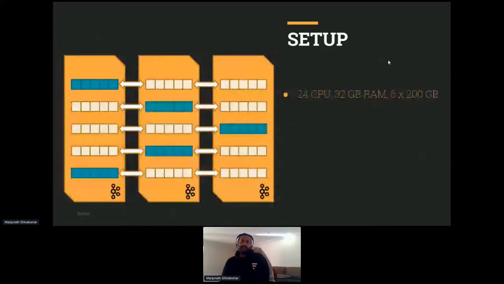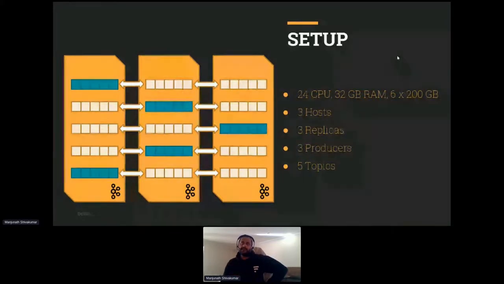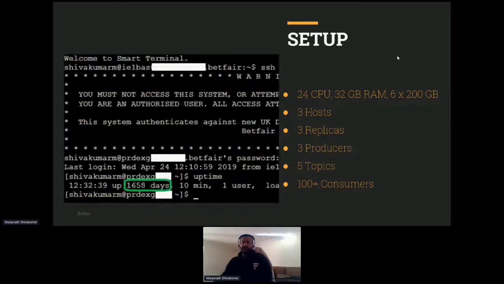And our Kafka setup initially looked something like this. We had a three host cluster with a replication factor of three. Reasonably beefy boxes, I would say, physical boxes, 24 CPU, 32 GB RAM, and six disks in each of them, and over 100 consumers. With this setup, we were able to get very, very good performance, and we were able to achieve a level of reliability that we had not seen before at that point in time.